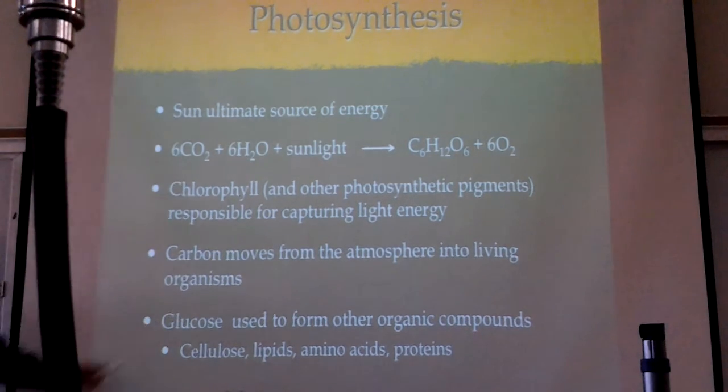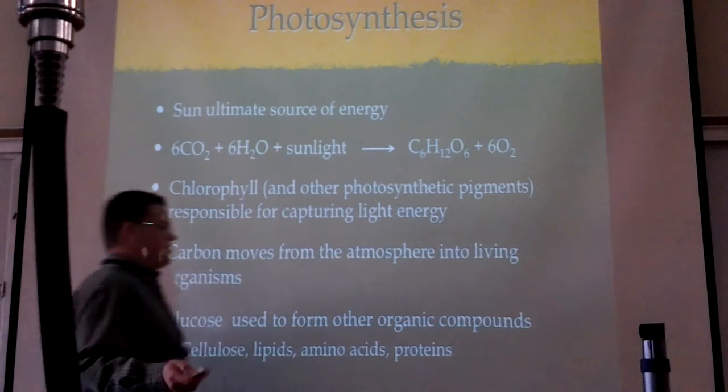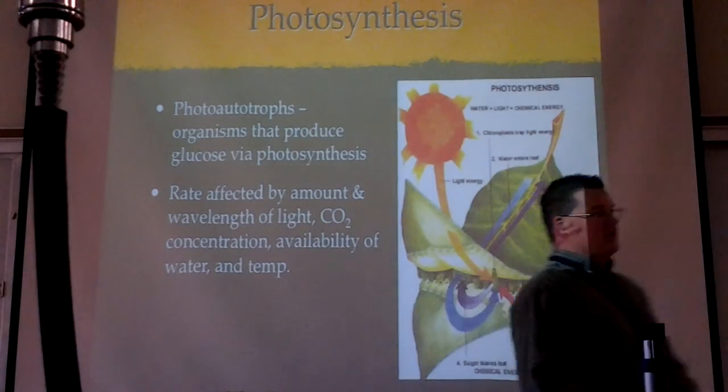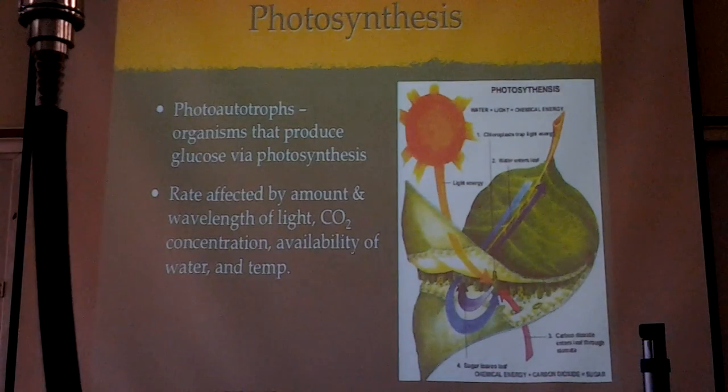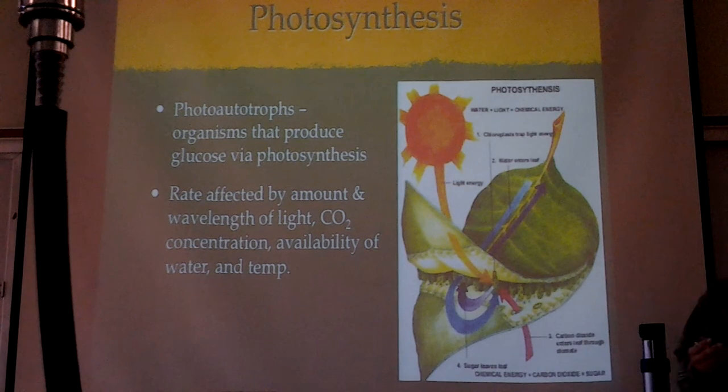Okay, glucose is used to form all other things: cellulose, lipids, amino acids, and proteins. It all originated in the plants, as you just saw, even as we began showing this pyramid of what it looks like in the environment. So photosynthesis. You've got these things called photoautotrophs. They produce glucose using photosynthesis. Okay? Those are the autotrophs, the producers, if you will.